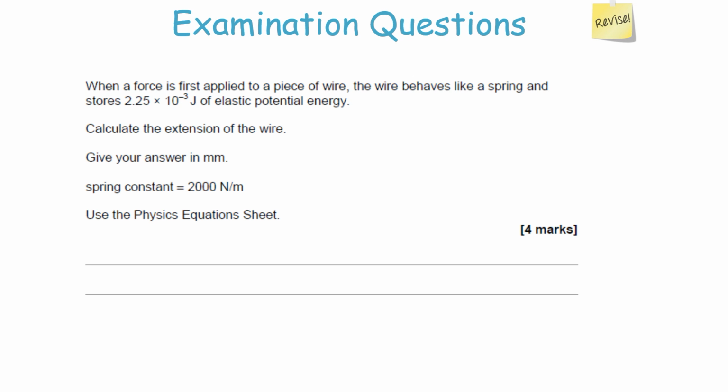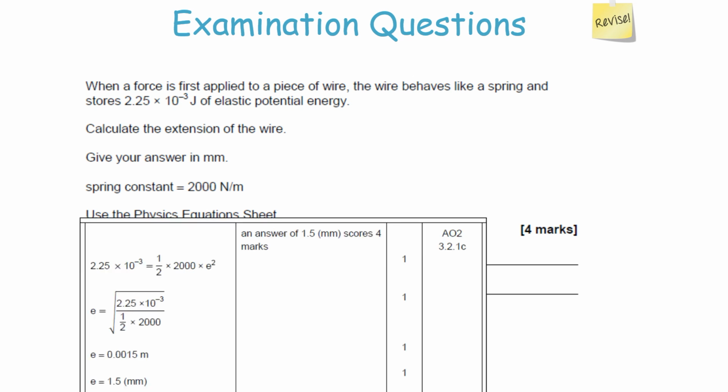And elastic potential energy is equal to a half times the spring constant times the extension squared. So what you should be doing is substituting your numbers in. So you would say 2.25 times 10 to the minus 3 equals a half times 2,000 times extension squared. That always gets you your first mark, by directly substituting your values into the equation.